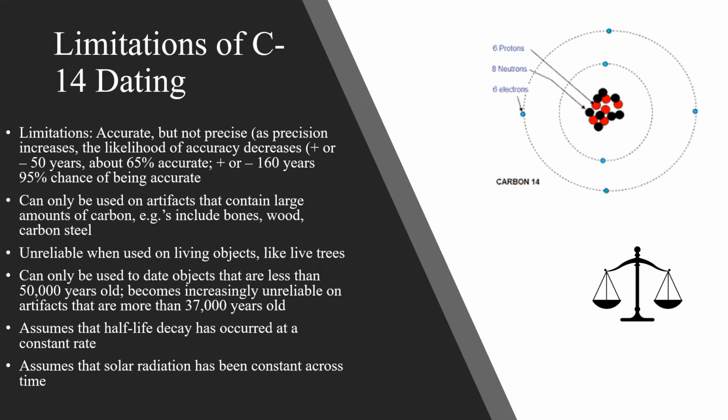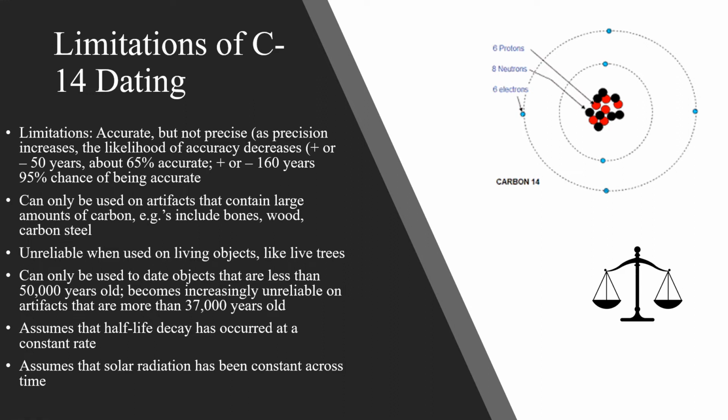Carbon-14 dating is also unreliable when used on living objects, like live trees, as a living thing will replenish its cells and regrow its cells and take on additional carbon-14. Carbon-14 dating can also only be used on objects that are less than 50,000 years old, and the method becomes increasingly unreliable on artifacts that are more than 37,000 years old.